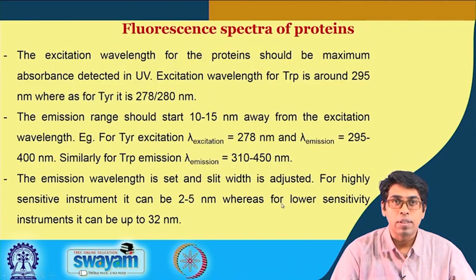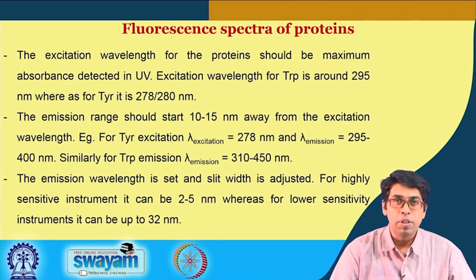So, when we collected the spectra again for the proteins, first we did it for tryptophan. The excitation wavelength for a protein should be the maximum that is detected in the UV. So, the idea is that you just collect the UV absorbance. If the protein has tryptophan, then its excitation will be close to 280. So, you can use 295 nanometer, and for tyrosines you can use around 280 nanometers.